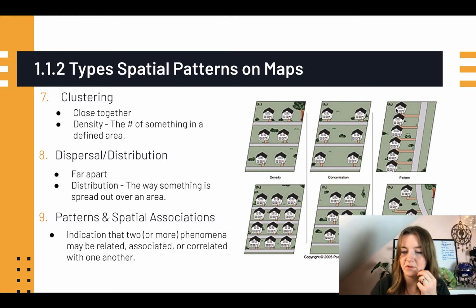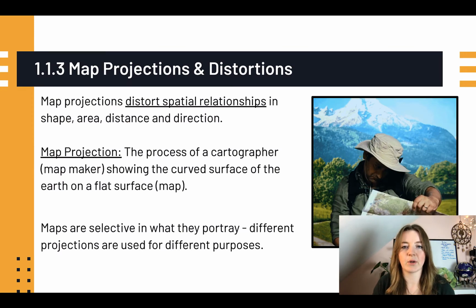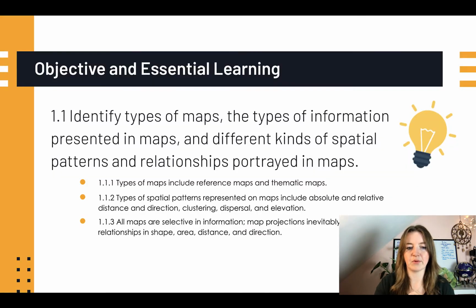So up here, we look at patterns. All of these houses are in a row because they're all coming right out onto this street. Does that make sense? Hopefully it does. Still on our same objective, but now we're in 1.1.3. So I'm going to go back 1 second.